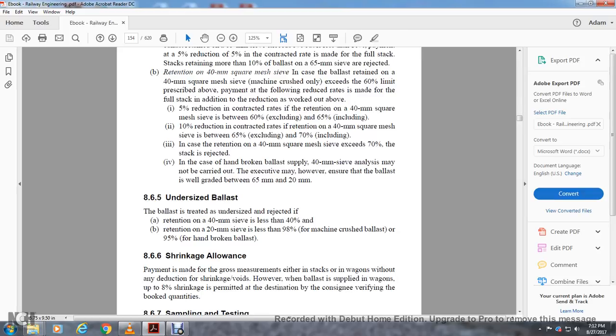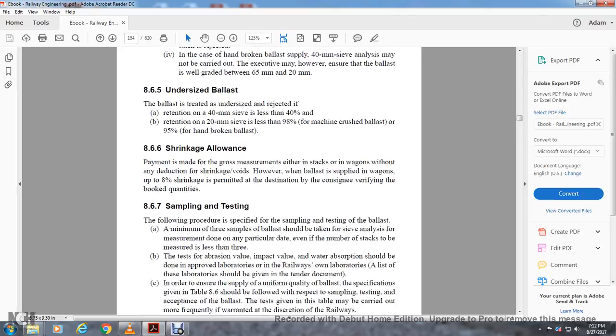8.6.5 Undersized ballast. The ballast is treated as undersized and rejected if the retention on the 40 millimeter sieve is less than 40% and the retention on the 20 millimeter sieve is less than 98% for machine crushed ballast, and less than 95% for hand-broken ballast. 8.6.6 Shrinkage allowance. Payment is made either on the stack or on the wagons without any deduction for shrinkage voids. If the ballast is supplied in wagons, up to 8% shrinkage is permitted, with the destination verifying the quantities.